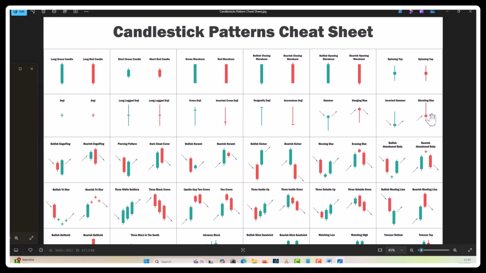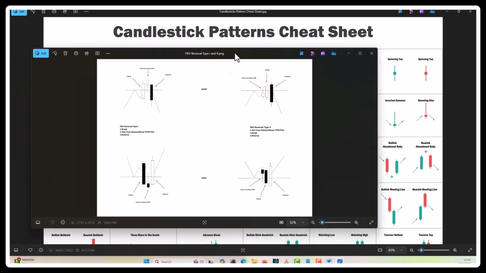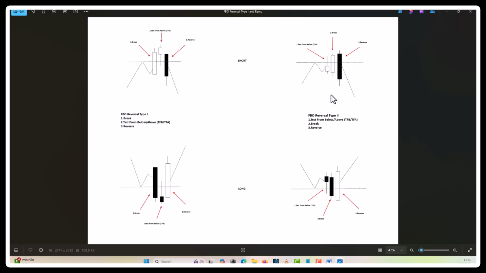So shooting star, hanging man, the hammer, right, and then you have the inverted hammer, which is this one. Hanging man and shooting star are just the inverse right there. The shooting star is the one right here, we're going to call it right there. Or it can be a spinning top right here, either way. So that is our setup right there.